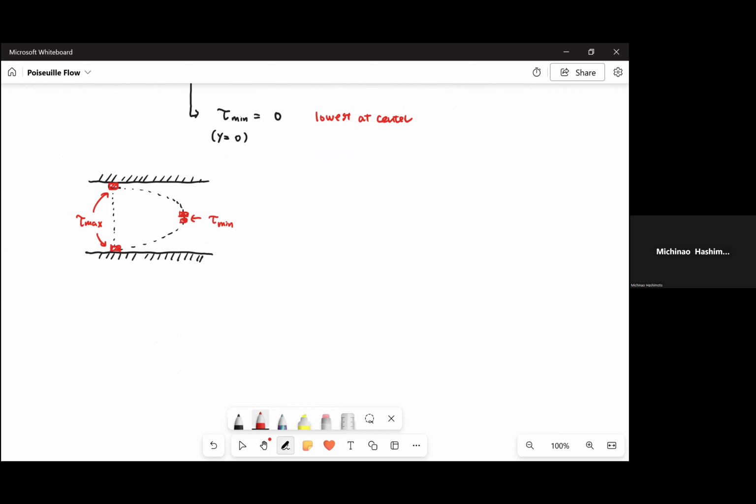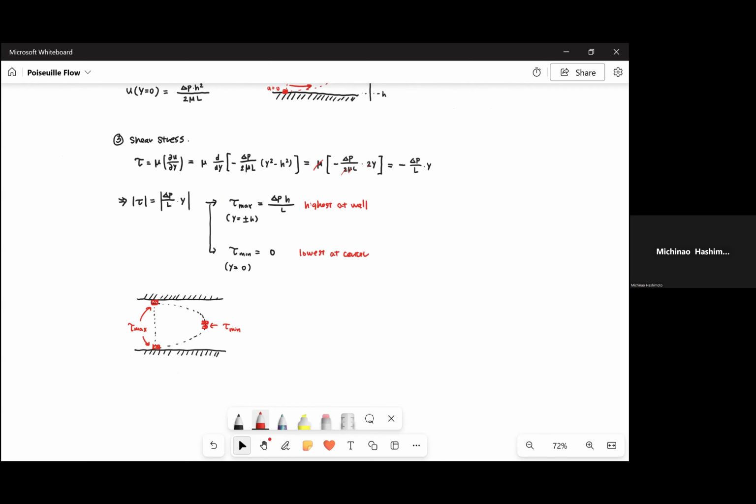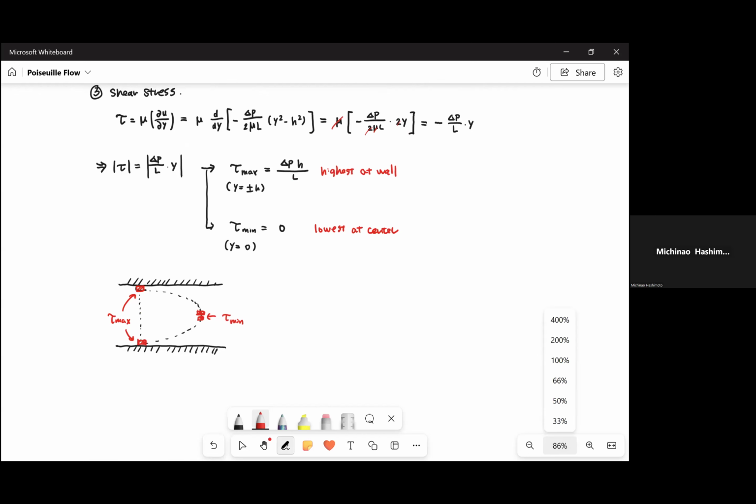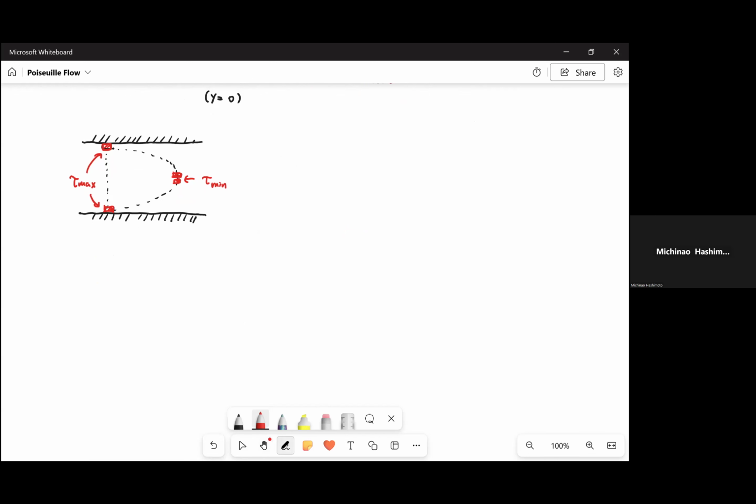Actually, we can make just a few more comments here. So now we discussed this as the number 3, the shear stress. So we can take a look at one additional topic, which is the volumetric flow rate.